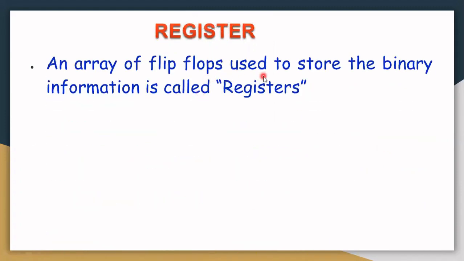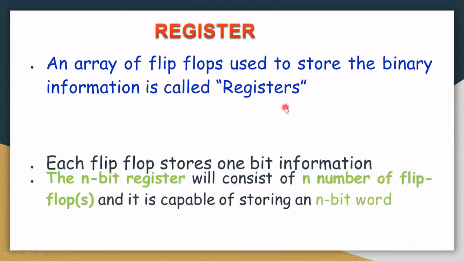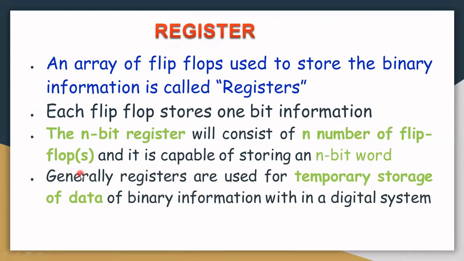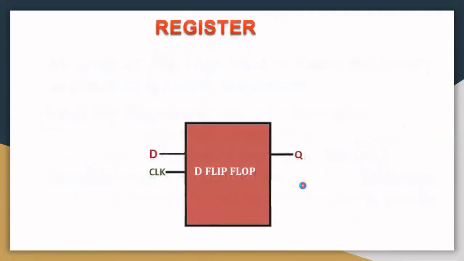An array of flip-flops used to store binary information is called a register. Each flip-flop stores 1 bit of information. Therefore, an n-bit register will consist of n flip-flops and is capable of storing an n-bit word. Generally, registers are used for temporary storage of binary information within a digital system.